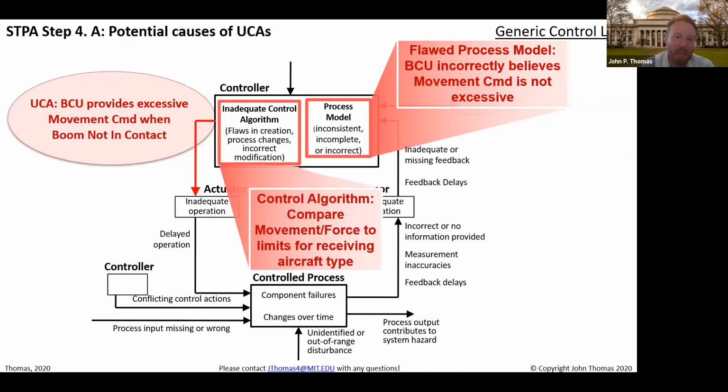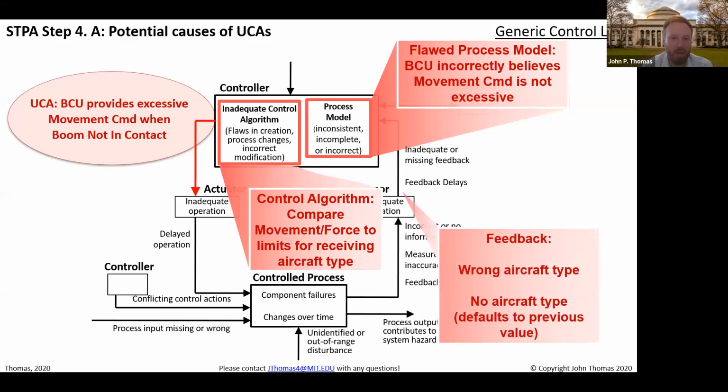Well, the way it does this is it compares the movement or the force to some specified limits for an aircraft type. It changes depending on the aircraft. All right. So how does it update the limits when you get a new aircraft? Well, maybe there's some feedback from the aircraft itself. Whoa, we just found a potentially major problem. You don't maybe even have to have access to the physical aircraft to cause some trouble with this system if we're really responding to and trusting this feedback from the receiving aircraft.